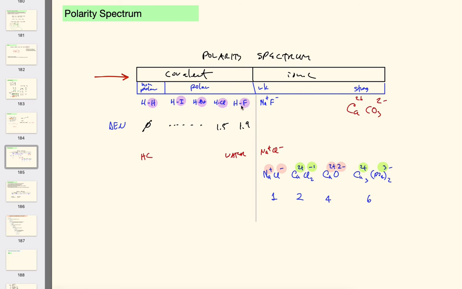Then you get to HF. Hydrogen fluoride, the one we looked at earlier. This is really lopsided. Fluorine is a whole lot more electronegative than H. The difference in electronegativity is 1.9. The rubber band is just about to break. And then you get to sodium fluoride. It's an ionic compound. It crosses the barrier here. Why? Because the rubber band snaps.